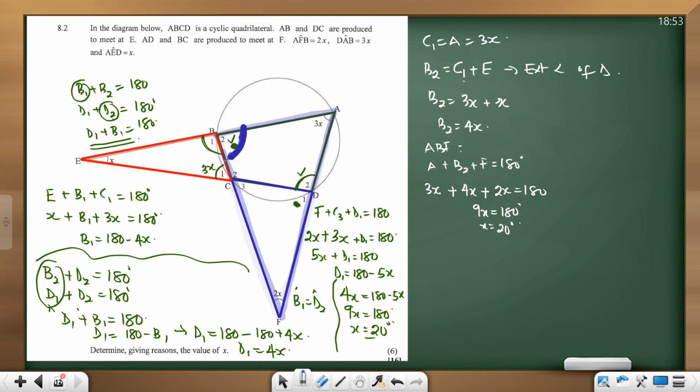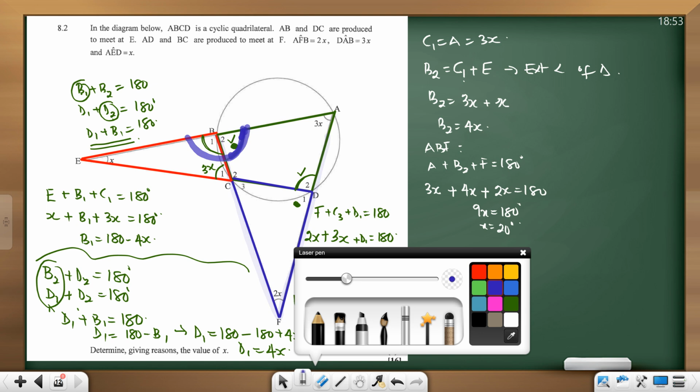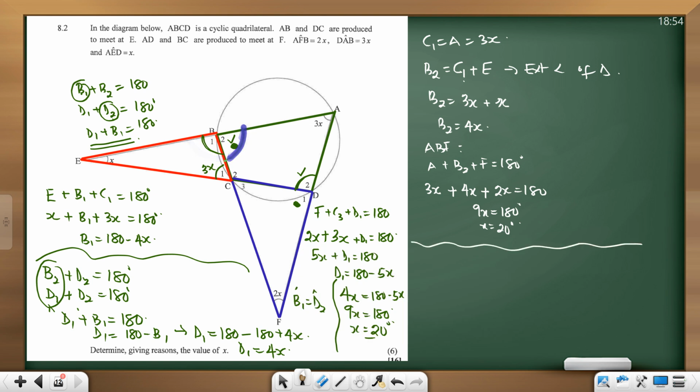In case you don't see this B2, look at this: B1 plus B2 would give you 180, right? In case you don't see that second line, I'll write out the reasons. But in case you didn't see that, let me help you. B1 plus E plus C1 would give me what? 180. What is B1? X. What is C1? 3x. Do you notice what my B1 is?